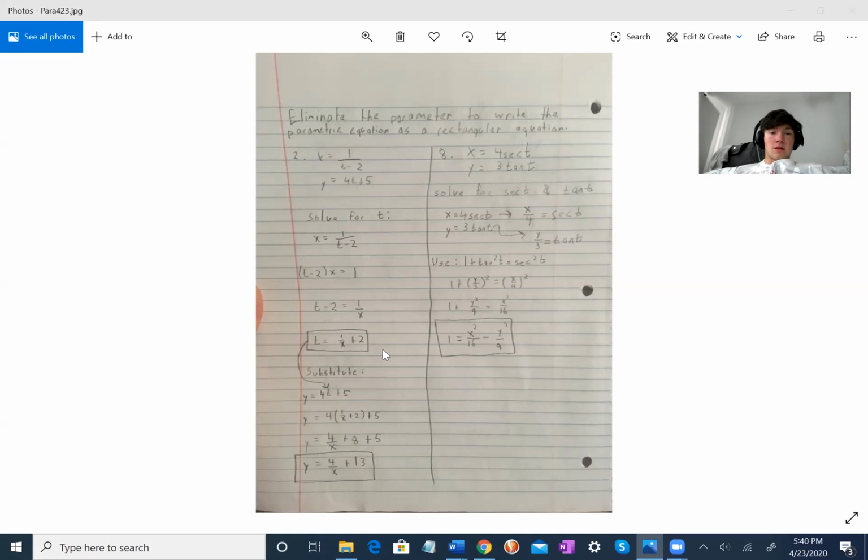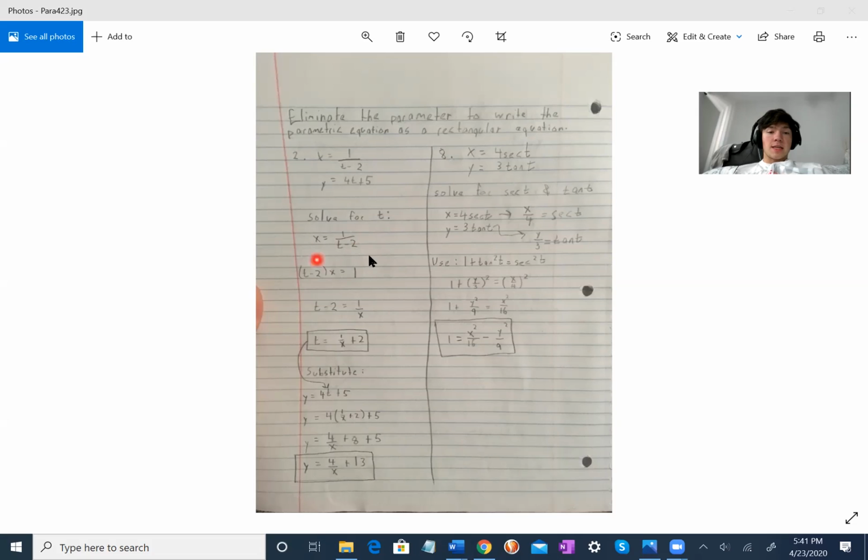So we come here, and it's just a simple analyze the problem. The problem says eliminate the parameter to write the parametric equation as a rectangular equation. Okay, so let's go through the steps here. The first thing I did was I looked and wrote down what we had. So x equals 1 over t minus 2, and then y equals 4t plus 5. Okay, so like we did before, what you want to do is solve for one of the t's. So I decided to go for x equals 1 over t minus 2. I'm going to solve for t with this one.